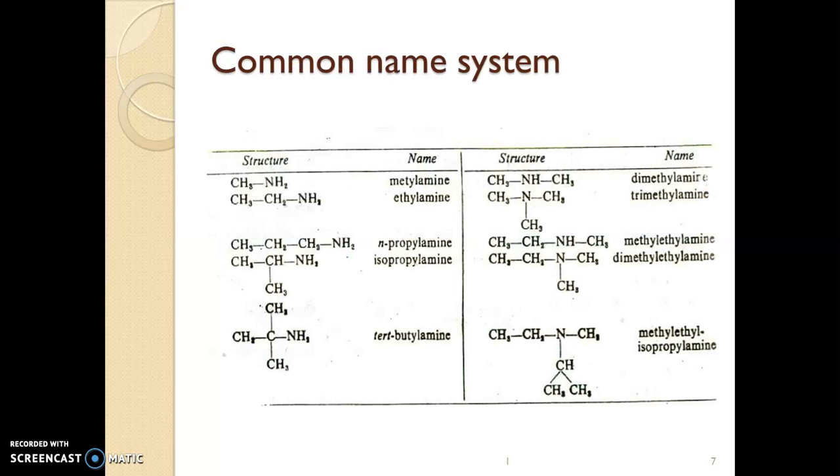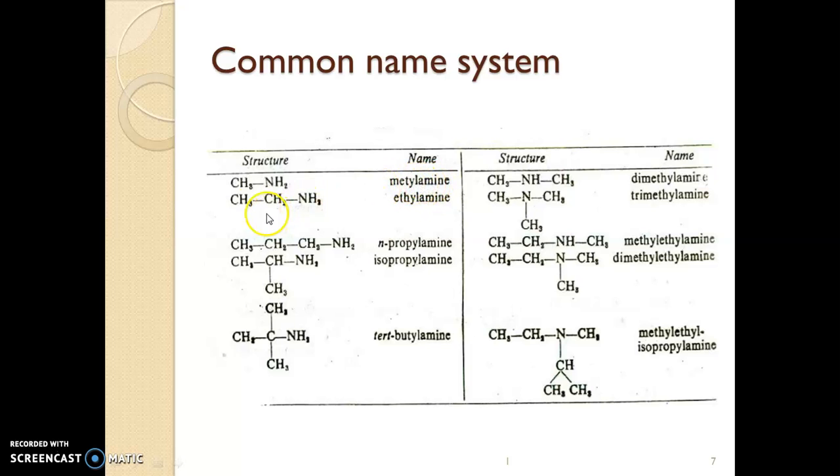So let's elaborate with the help of examples. This is the first example. The structure is CH3NH2. As per the rule, we have to identify the alkyl group present in the structure. So it is CH3. What is the name of this alkyl group CH3? The name of the group is methyl. Yes. So methyl we have to write down, and after methyl we have to add the suffix amine. So the name of the compound is methyl amine.